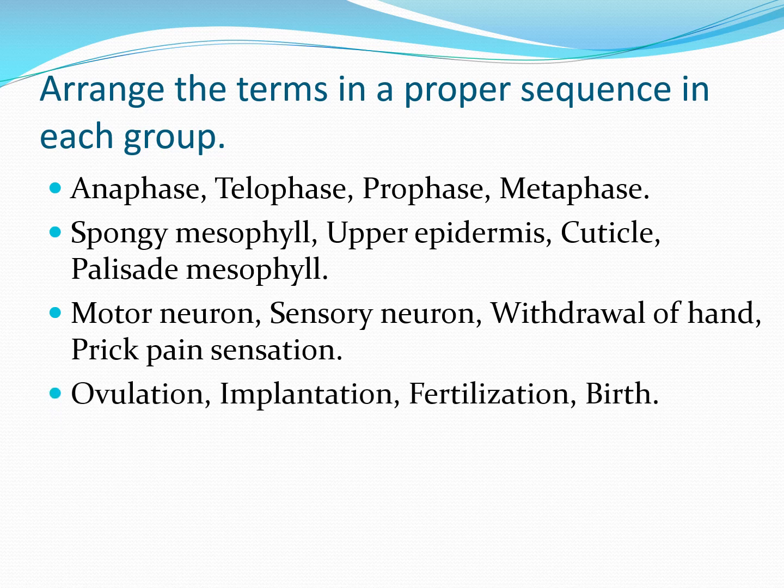Next question, ovulation, implantation, fertilization, birth. Actually these are the important stages in the female reproductive system during childbirth. So first ovulation should take place. After ovulation, when the ovum is released, then fertilization is seen.